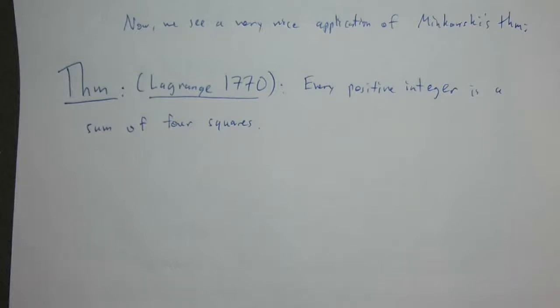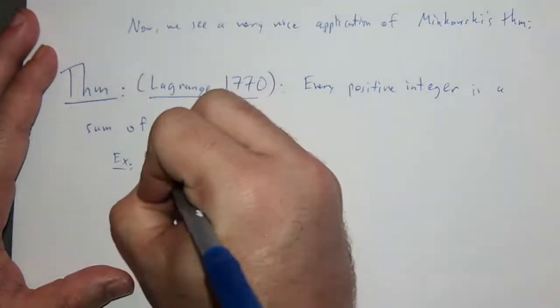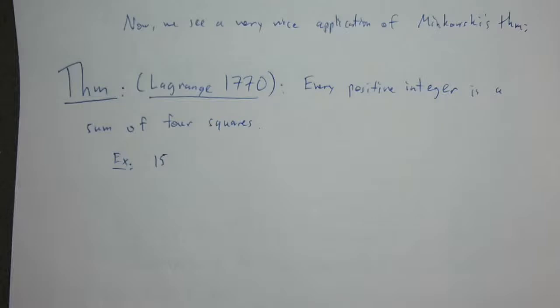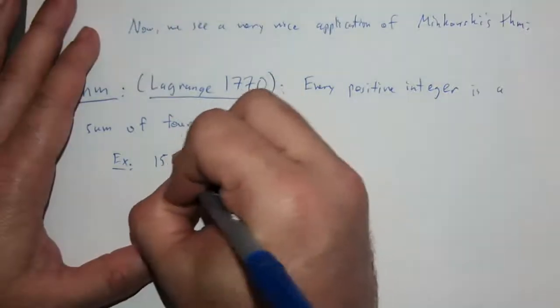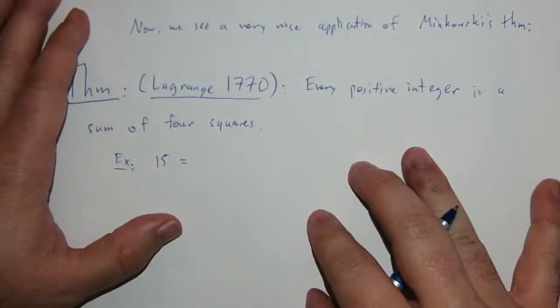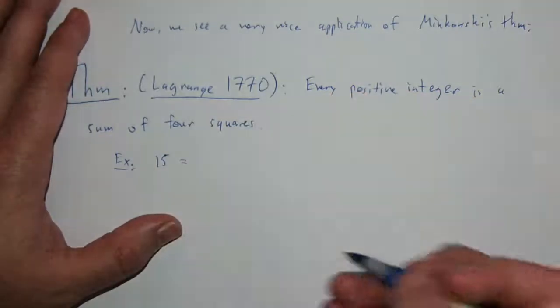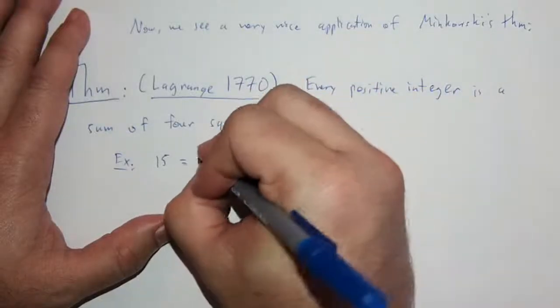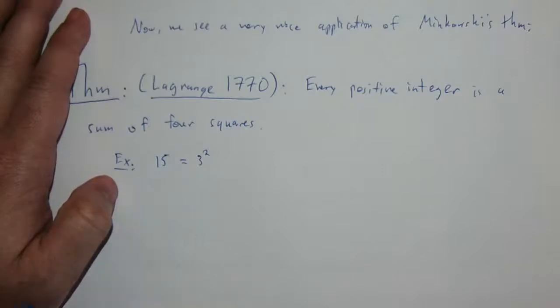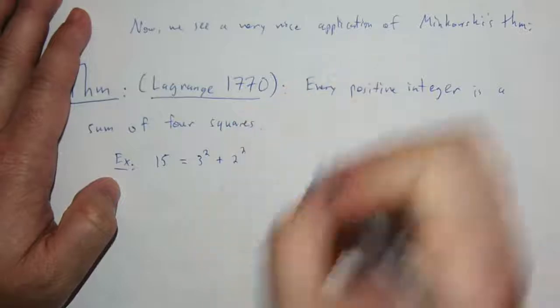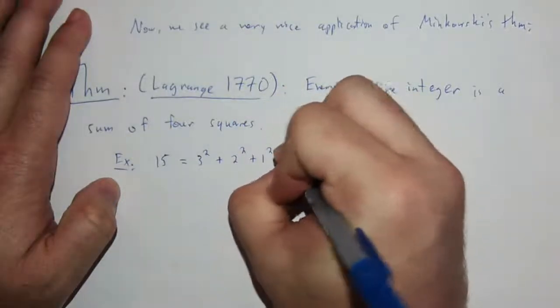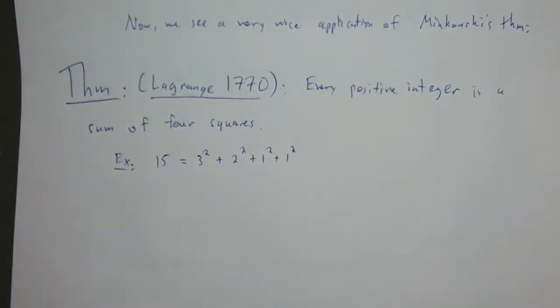So you can try to think about this for a second. You might try to pick your favorite positive integer. So maybe we say 15. Is 15 a sum of 4 squares? Well, let's think. So 15 is what? If I write 3 squared here, that takes up 9. So I only have 6 left, so I could do something like 3 squared plus 2 squared plus 1 squared plus 1 squared. Oh yeah, that does it. Okay.